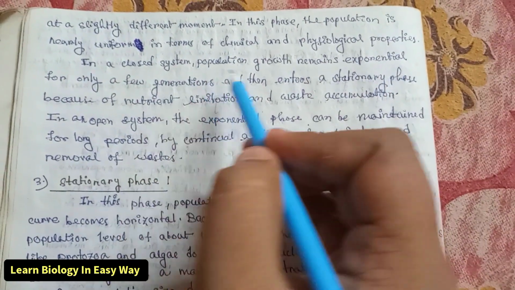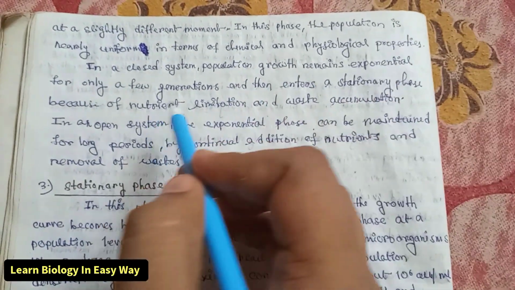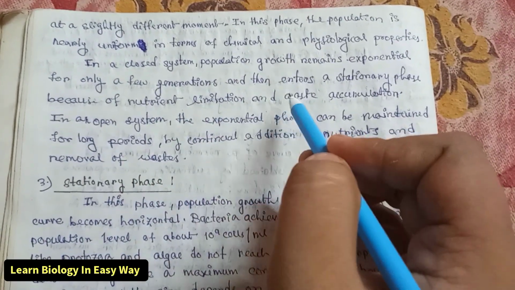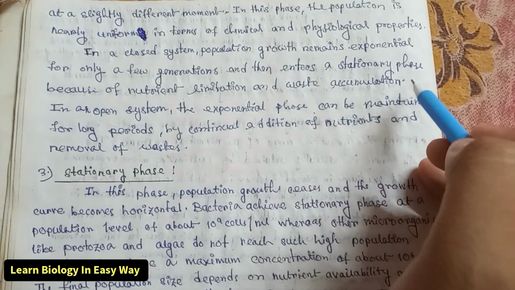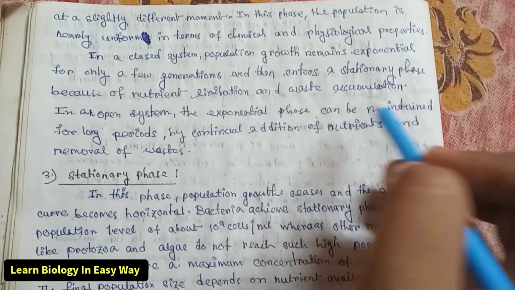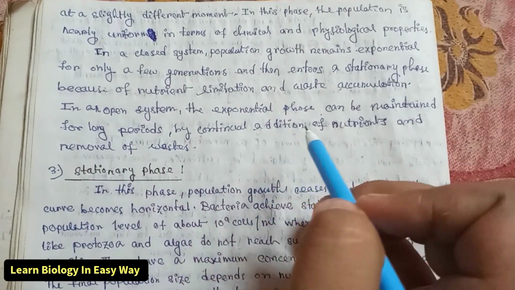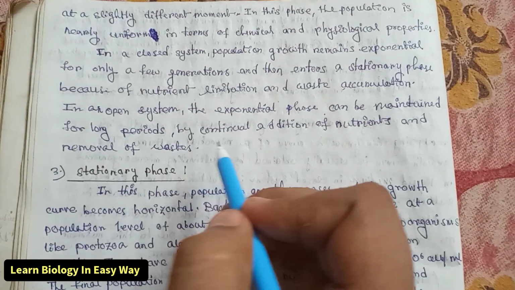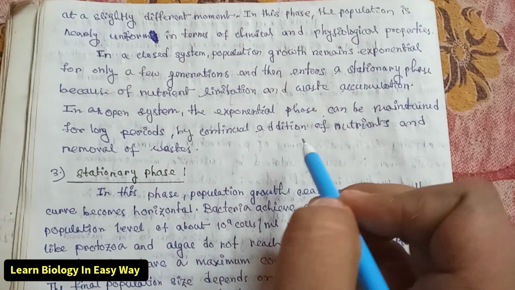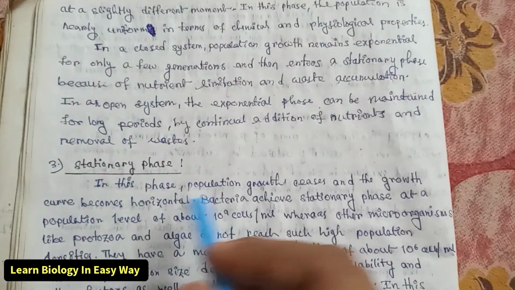In a closed system, population growth remains exponential for only a few generations and then enters a stationary phase because of nutrient limitation and waste accumulation. In an open system, the exponential phase can be maintained for a long period by continual addition of nutrients and removal of waste. Next, stationary phase.